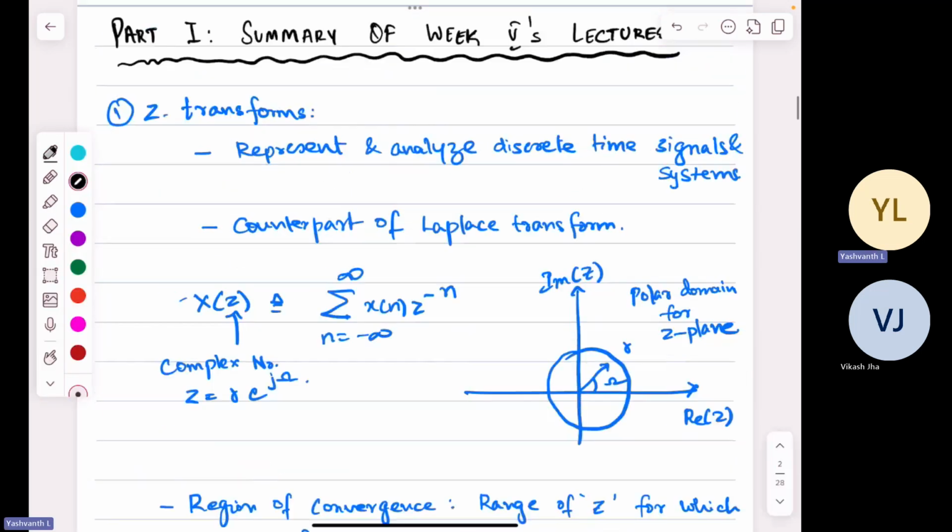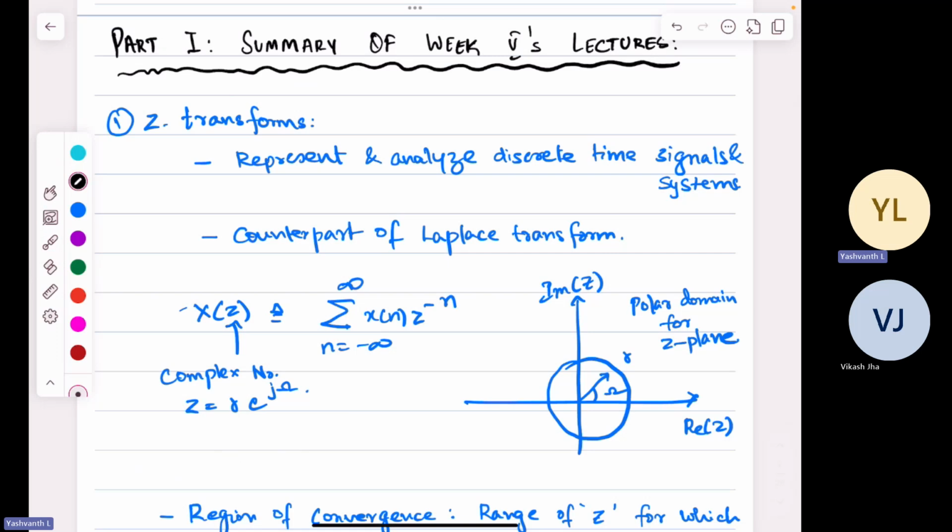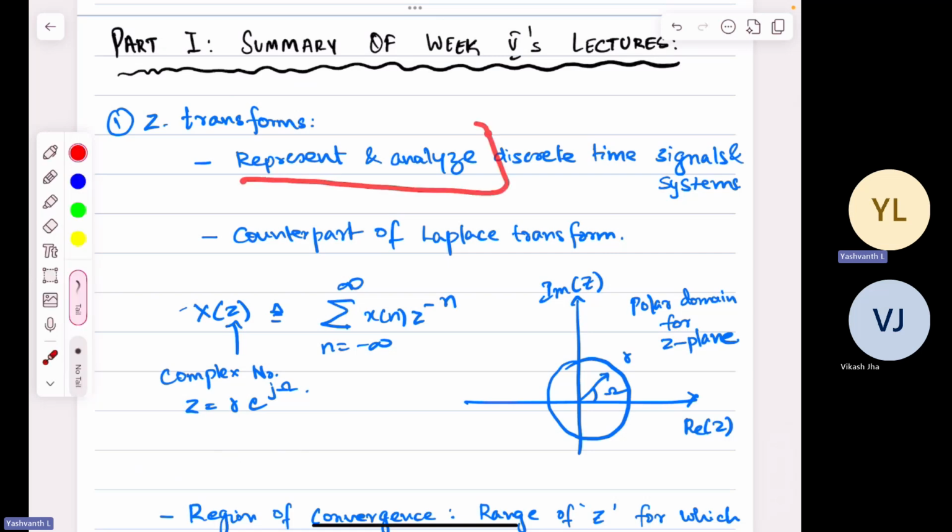Z transforms are basically the transforms that are used to represent and analyze discrete time signals and systems. Just like how Laplace transforms, which we saw in the previous class, were used to represent and analyze continuous time signals and systems, the exact counterpart or equivalent transform that is used to analyze discrete time signals and systems is called the Z transform.